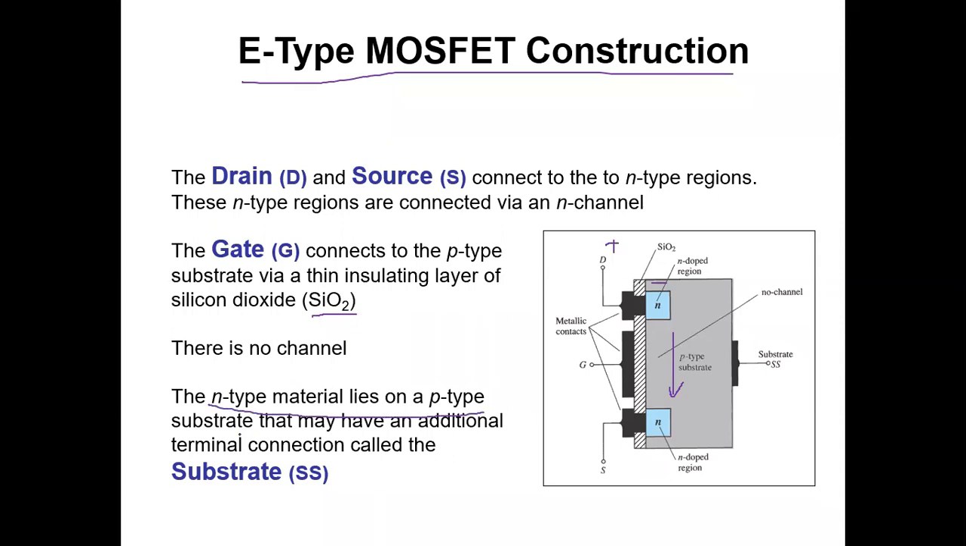The N-type material lies on a P-type substrate. So this is your substrate. Again, this is a 4-terminal device. The important feature to take from this discussion is that this is your enhancement type MOSFET. Here, no channel is there, and it is again a 4-terminal device.